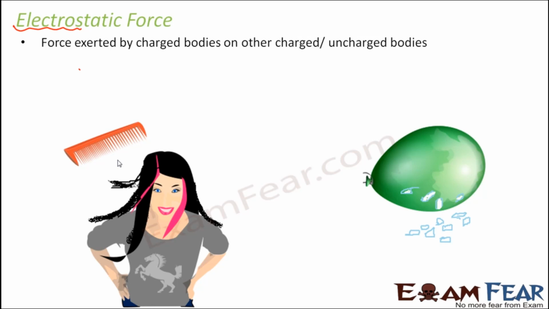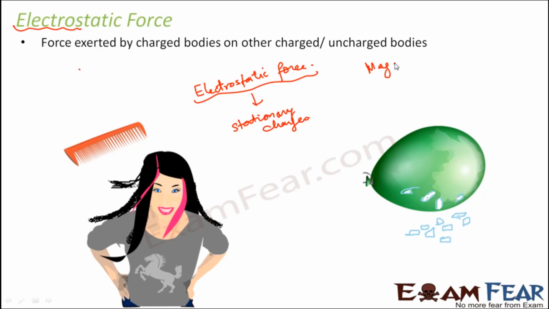In electrostatic force also we talk about things like attraction or repulsion, but they are not the same as magnetic force. In electrostatic force, the force is produced by stationary charges, that is static charges, whereas magnetic force is produced by moving charges. Many people often confuse these two types of forces. So electrostatic force is produced by stationary charges, whereas magnetic force is produced by moving charges.